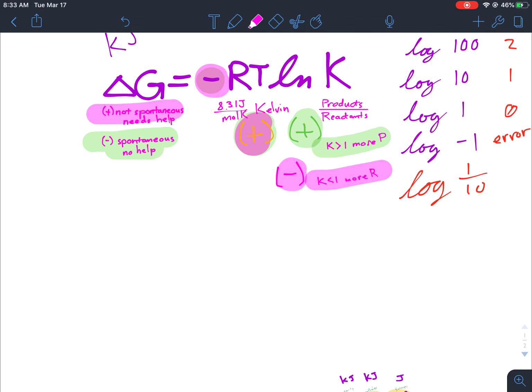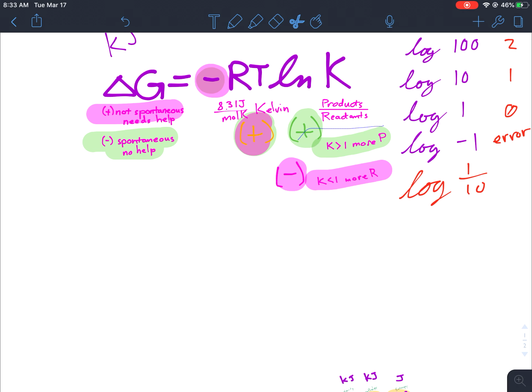Okay, if I have a positive K, I have a negative G. So what does a positive K mean? It means I produce a lot of products. What does a negative delta G mean? It means I am spontaneous. I need no help. Okay?